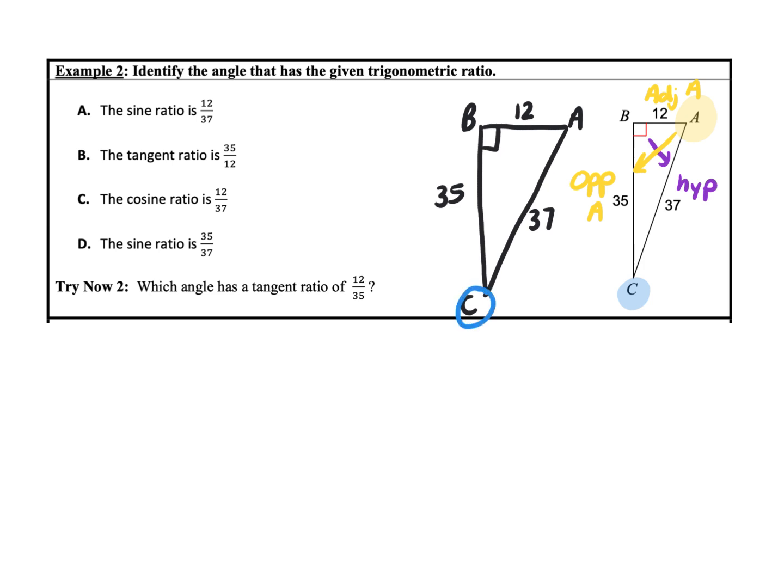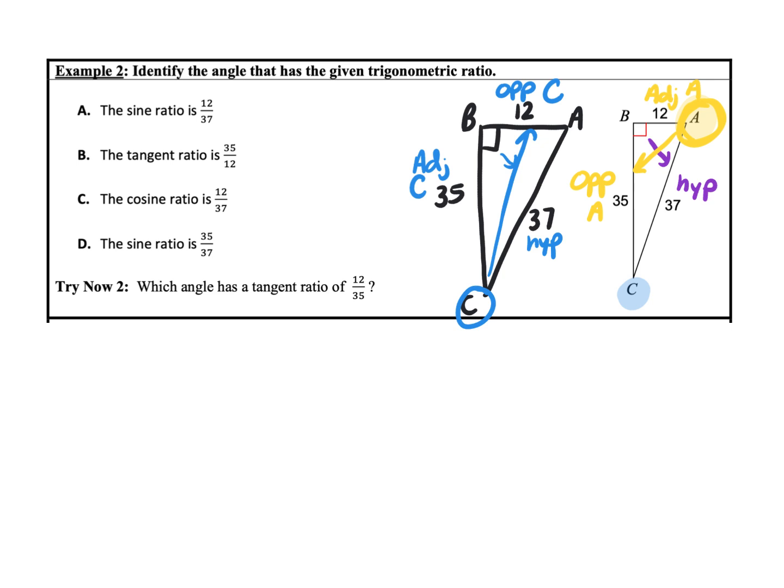This one I did the A. This one I'll do C. So the hypotenuse now doesn't change. The hypotenuse is still going to be the 37. It's across from the 90. But now the opposite of angle C is the 12, because that's across the triangle. And the adjacent is the 35.